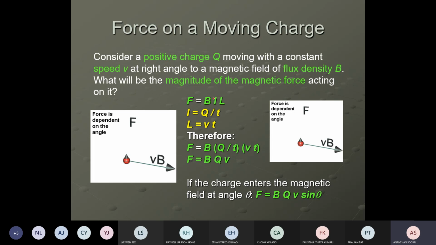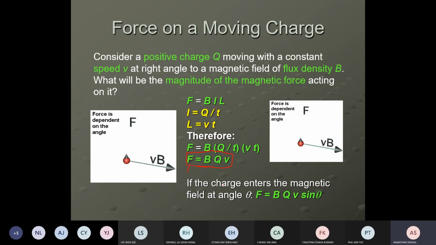So as I said, BIL is designed for the conductor. You see the BIL, because I we know is the rate of flow of charge, current, Q over T. And L, we can write in terms of speed times time, right? What is the speed the charged particle travels? So we substitute I as Q over T and L as vt. Okay, so we get BqV. But this BqV is the formula to be used to find the force exerted on a charged particle if the charged particle moves at right angle to the magnetic field.